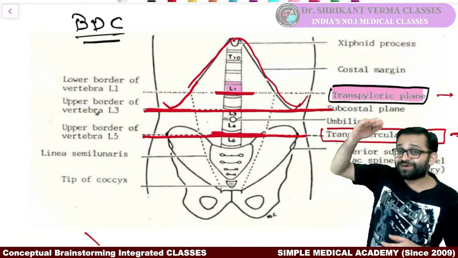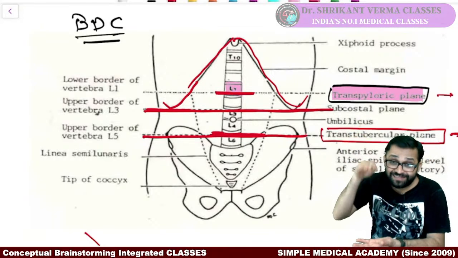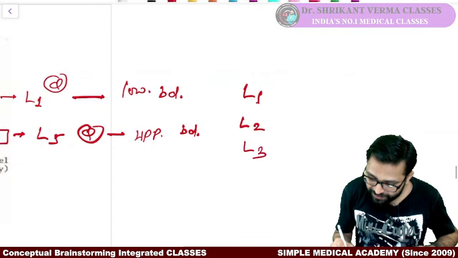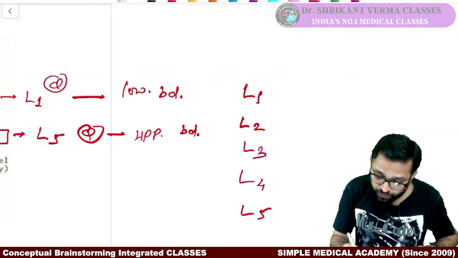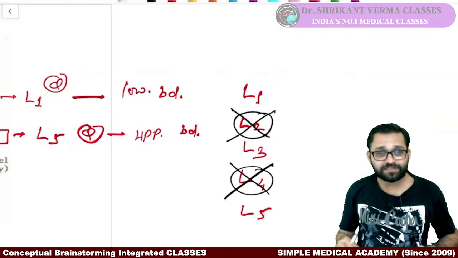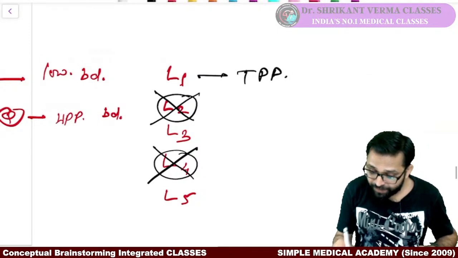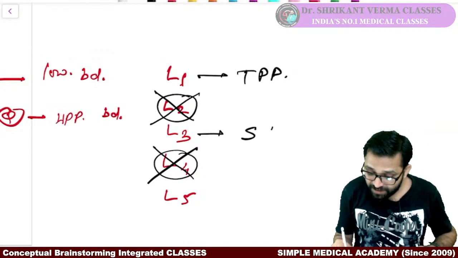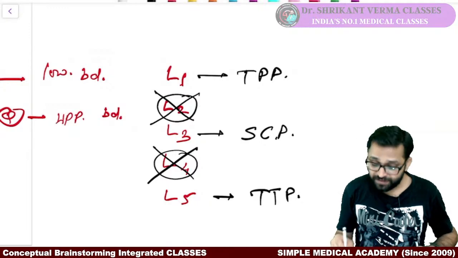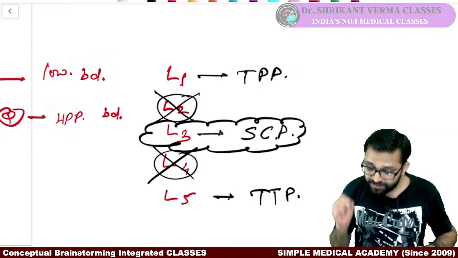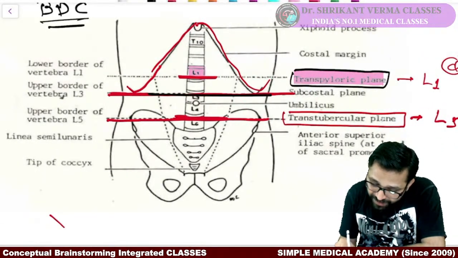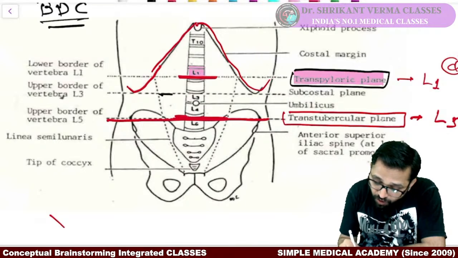Where is it going? L1 and L5. Who will come between them? L3. Are you getting the point? So easy. Now you can remember L1, L2, L3, L4, L5. What you have to focus on is that from L2 and L4, no lines are passing. From L1, the transpyloric plane is passing. From L3, the subcostal plane is passing, and from L5, the transtubercular plane is passing. Right now the question had been asked for this subcostal plane. Okay, so you can see that this subcostal plane is passing through the upper border of L3.